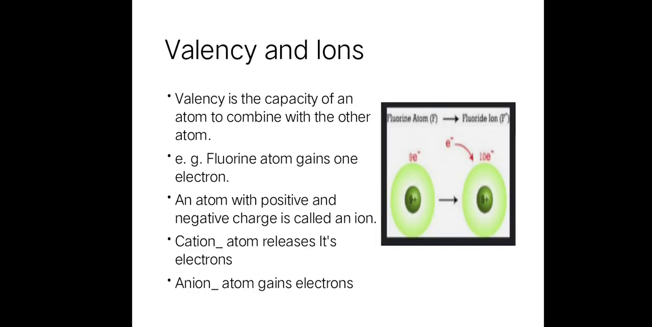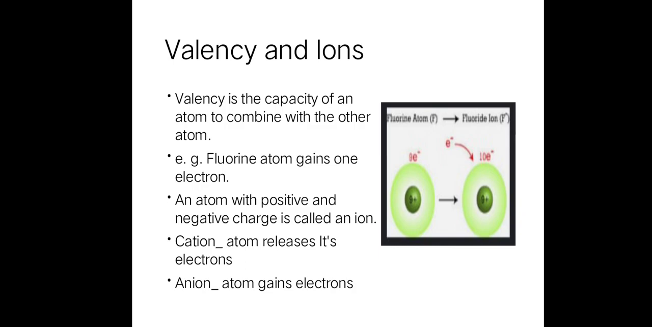Next one is valency and ions. Valency is the capacity of an atom to combine with other atoms. As we know, atoms don't exist in free form, except some atoms. They combine with each other and with other atoms.